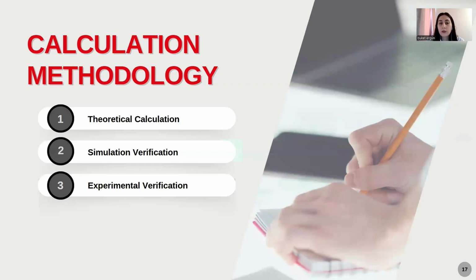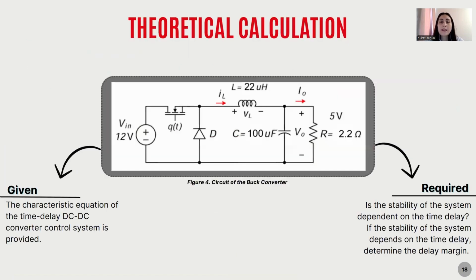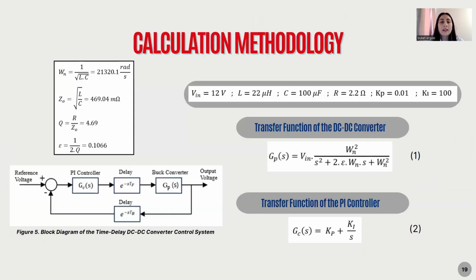Our project methodology consists of 3 main steps. The first one is theoretical calculation, then simulation verification, and the last one is experimental verification. In the theoretical calculation, the characteristic equation of the time delay converter is given. The objective is to determine the delay margin for system stability. Here, the component values of the converter system are presented. Equation 1 represents the transfer function of the converter. Equation 2 represents the transfer function of the PI controller.